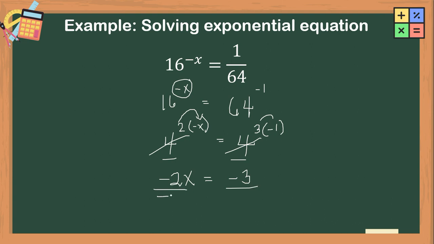Then eliminate negative 2 para makuha natin yung value ng x. Answer? Positive 3 over 2. Gets po? Okay, next.